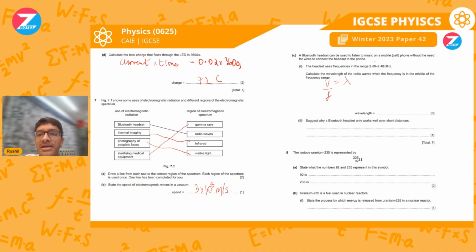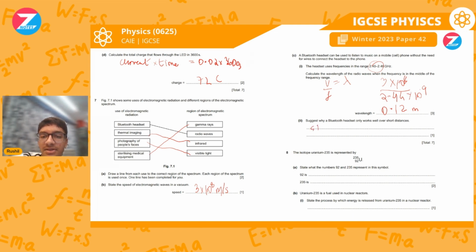So the frequency in the middle of the range will be 2.4 plus 2.48 divided by 2, which we simply know as 2.44 gigahertz, not megahertz, gigahertz. So the wavelength would be the velocity, as we know, 3 into 10 to the power 8, divided by 2.44 into 10 to the power 9, because gigahertz. So this would be 0.12 meters.